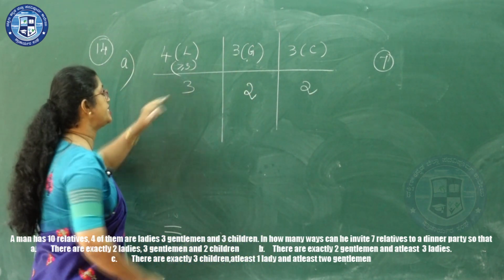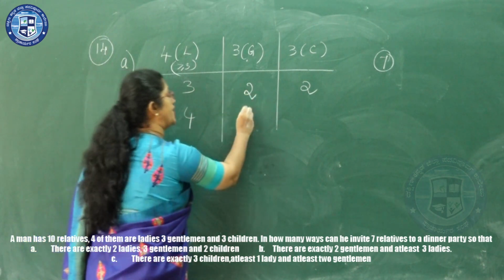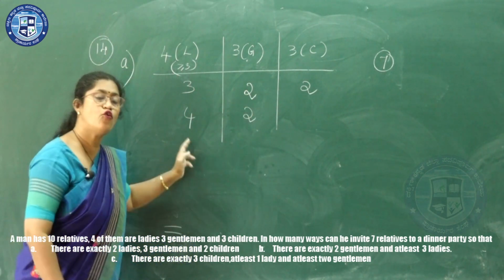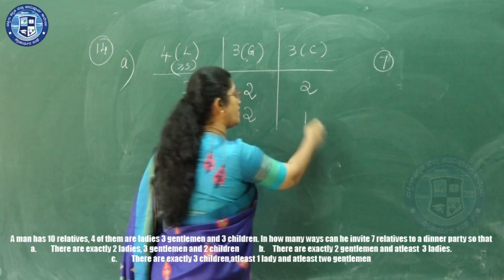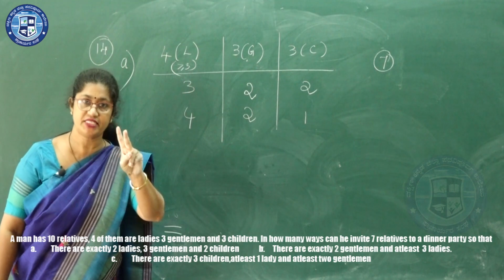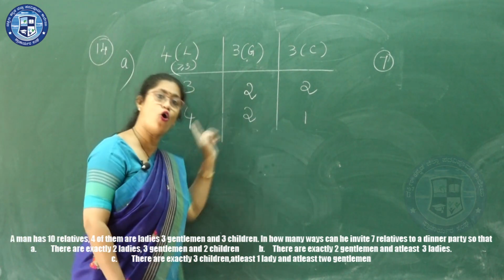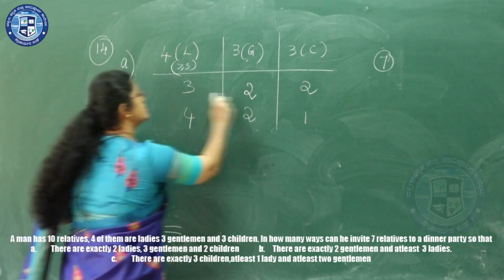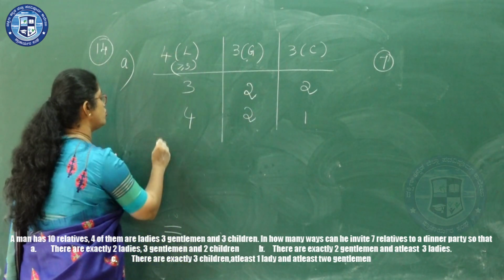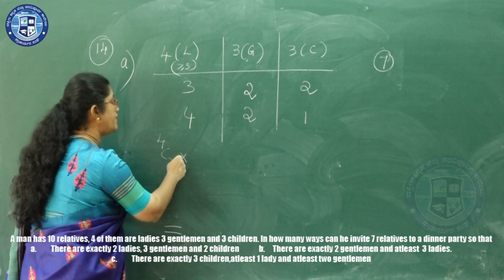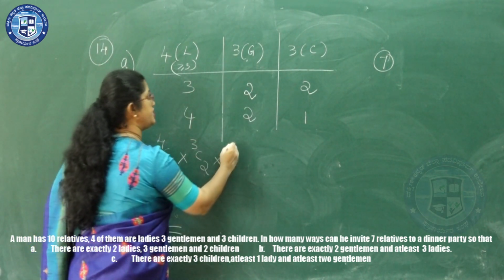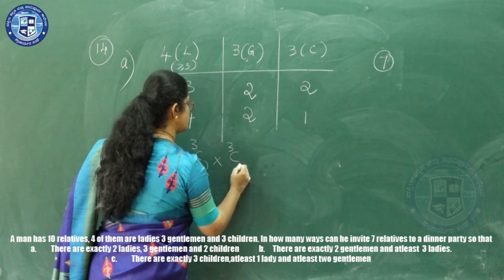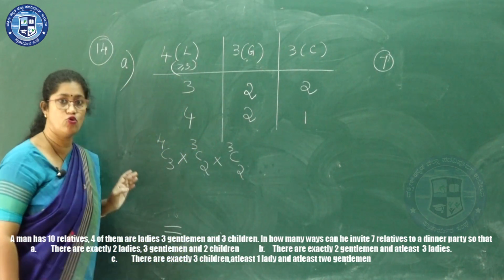Greater than or equal to 3, it can also be 4, but this has to be exactly 2. 4 plus 2, 6. I want a total of 7. 1 more should come from this category. 2 cases, either the first one or the second one. Now the first one is from 4 choose 3 and means into. From 3 choose 2 and is into. From 3 choose 2. First case is over.